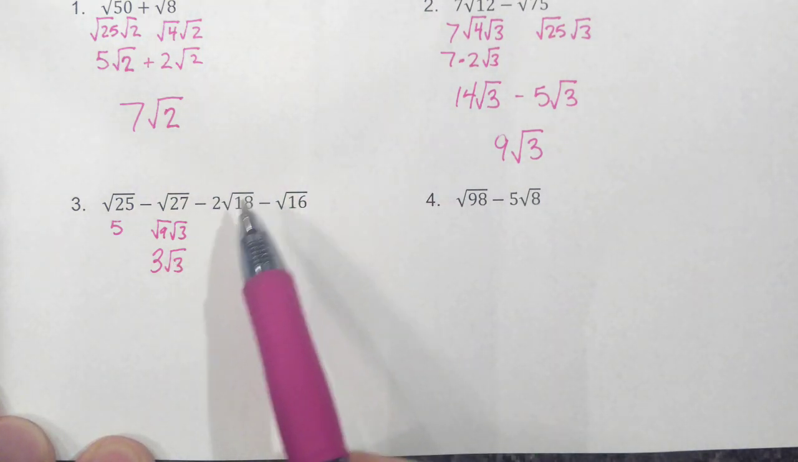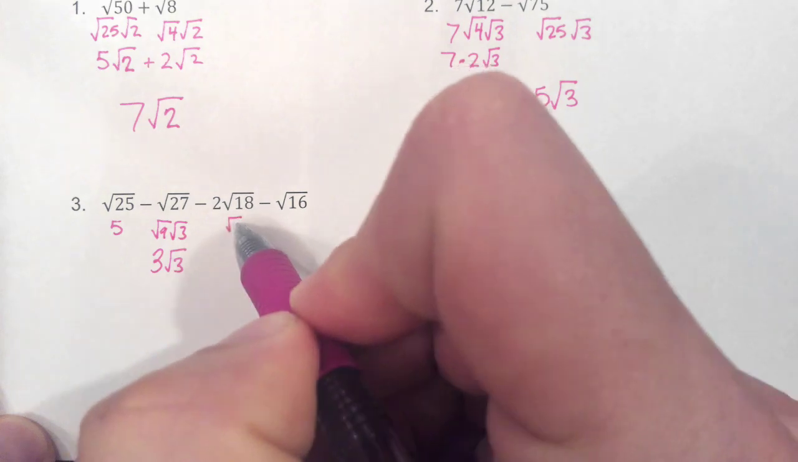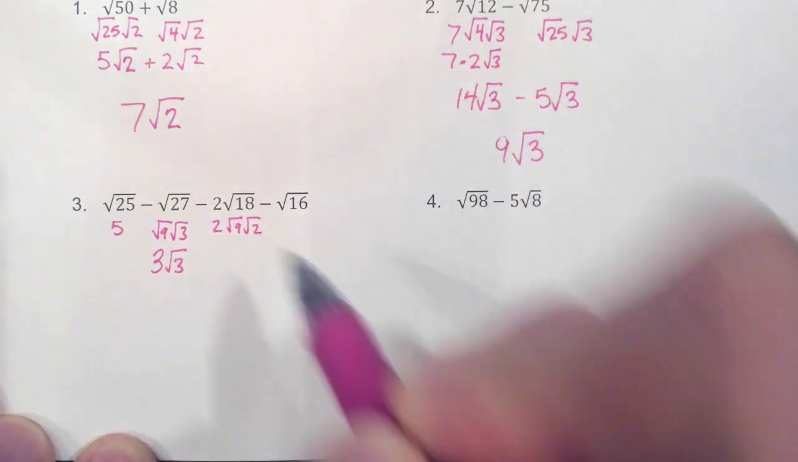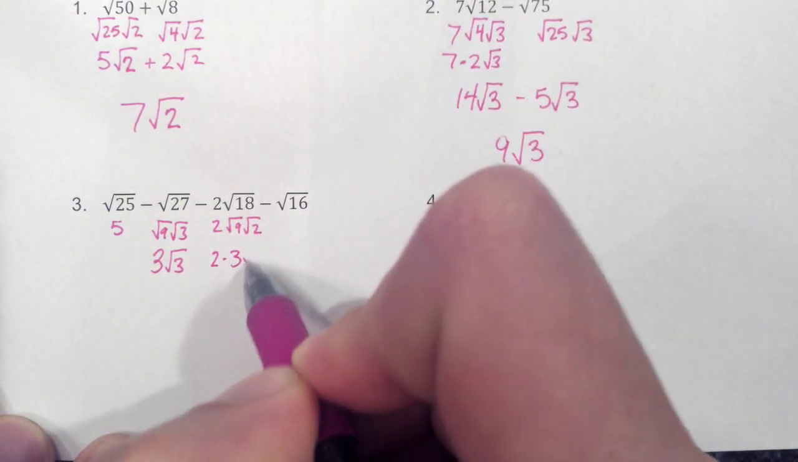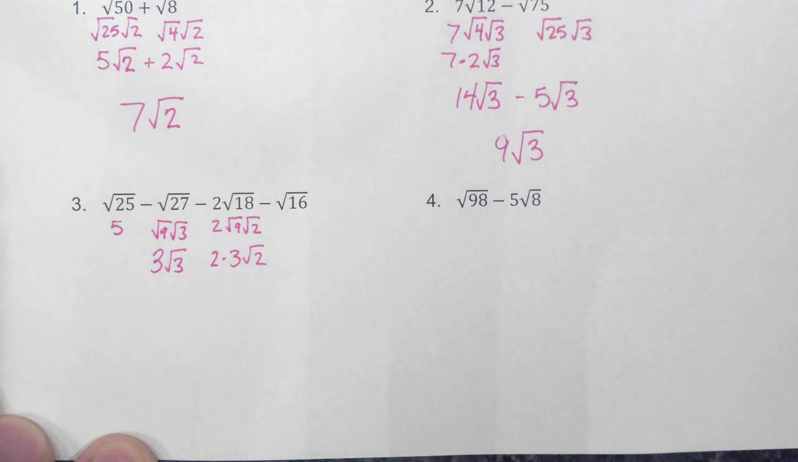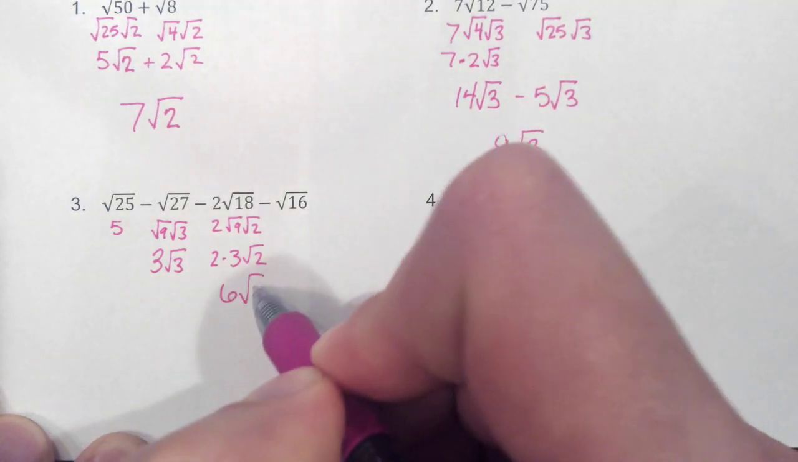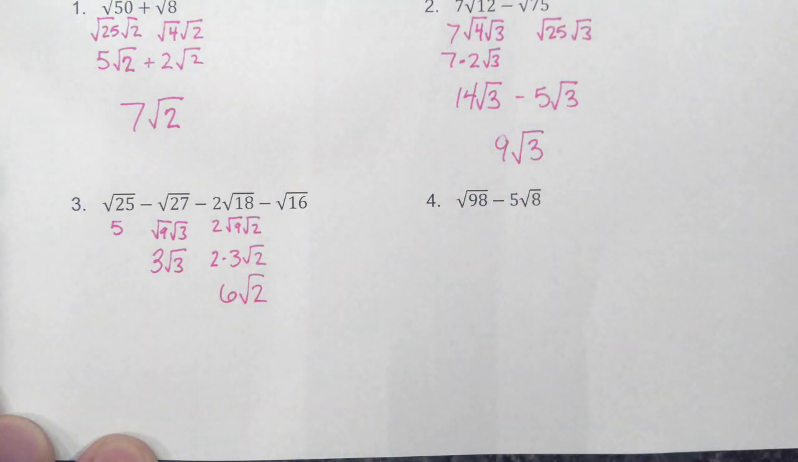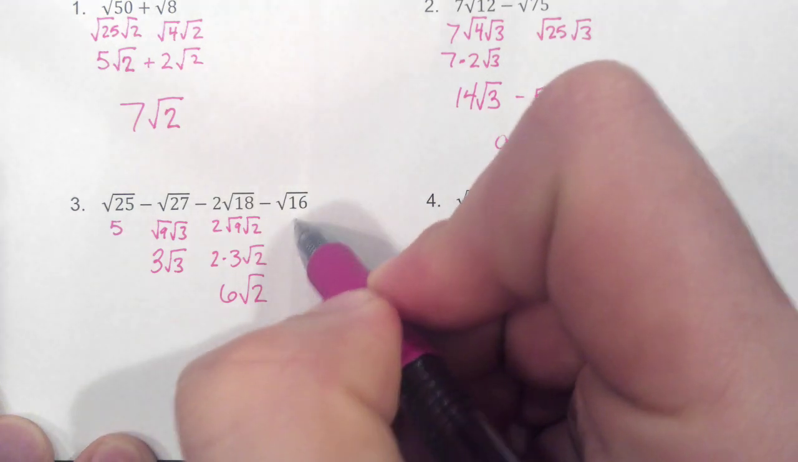2 square roots of 18, that's divisible by 9. 9 times 2, so that's going to be 2 times 3 square roots of 2, which is going to be 6 square roots of 2. Square root of 16 is 4.